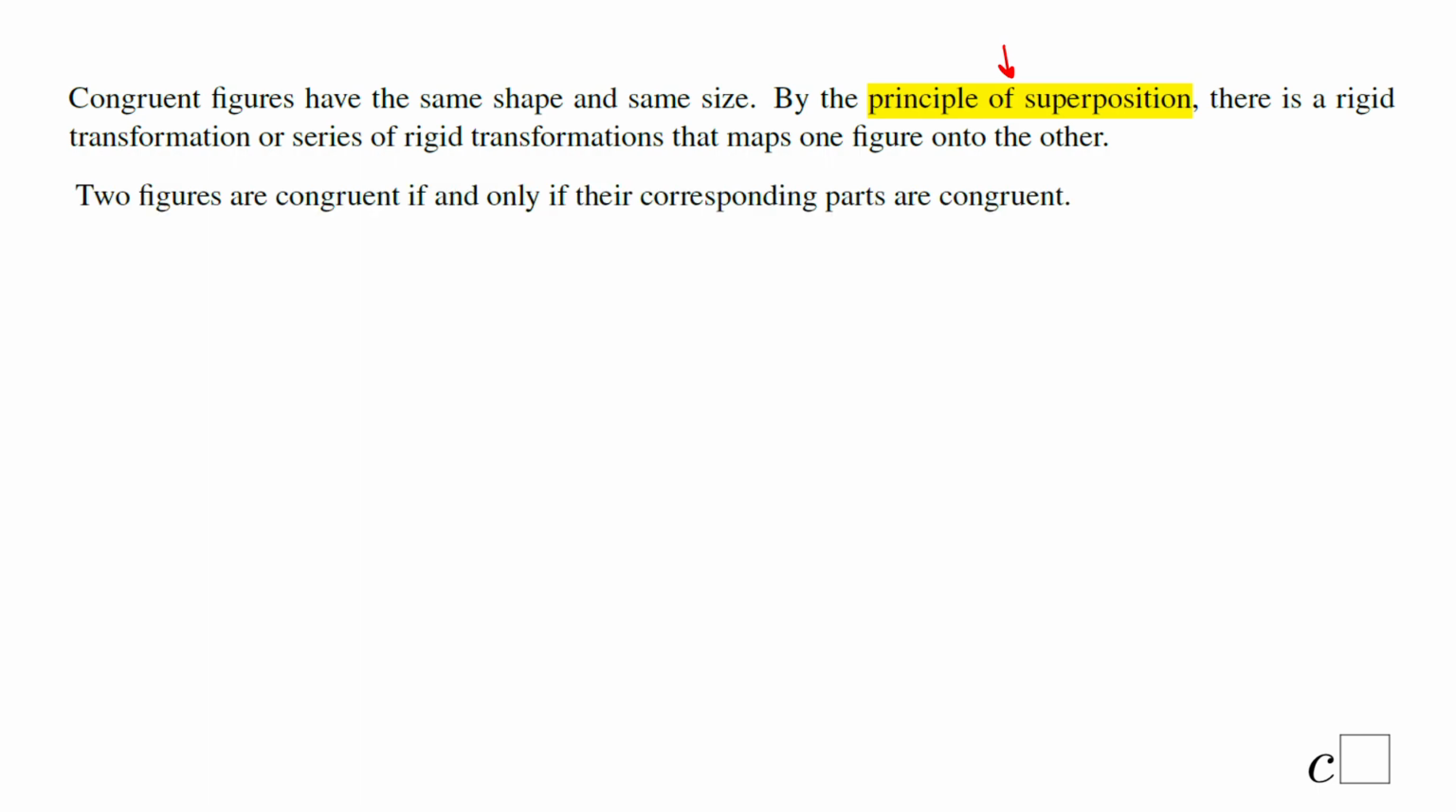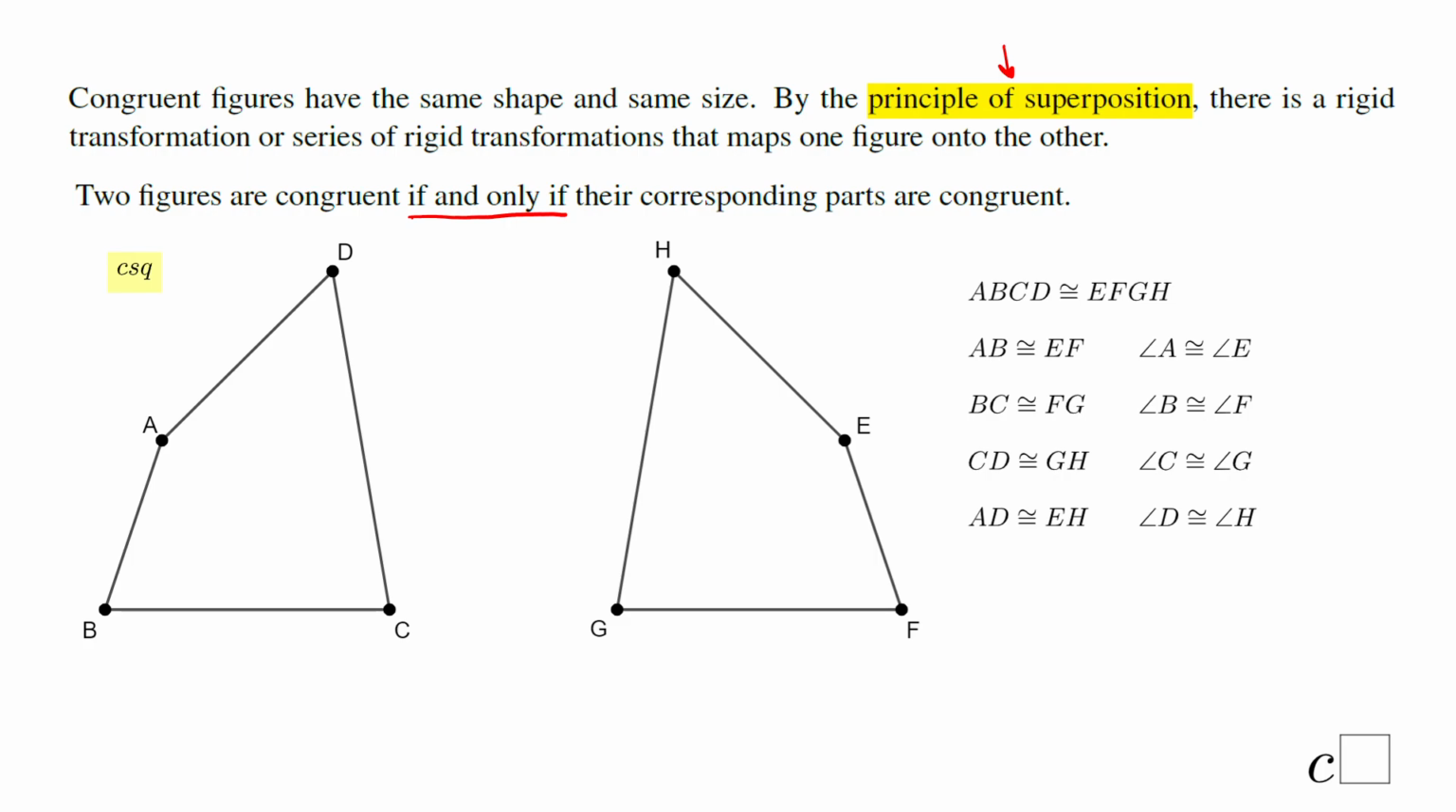But first of all, I want you to take a look at this statement which says two figures are congruent if and only if their corresponding parts are congruent. This is a very strong statement, a biconditional. So let's see what it means. It means something very simple. You notice here in the picture we have these two quadrilaterals, ABCD congruent to EFGH. We have four congruent corresponding sides and four congruent corresponding angles.